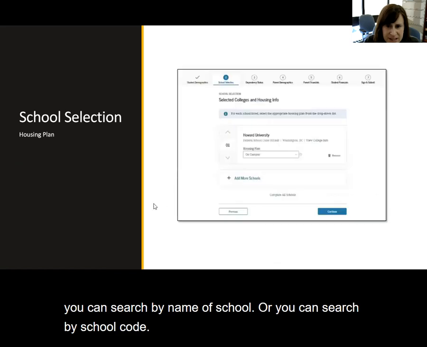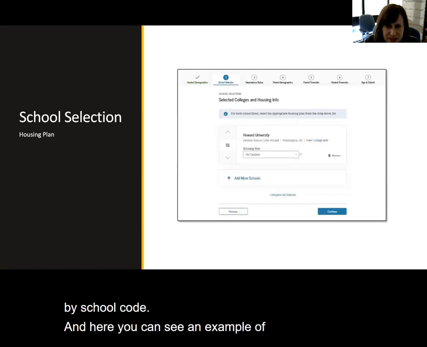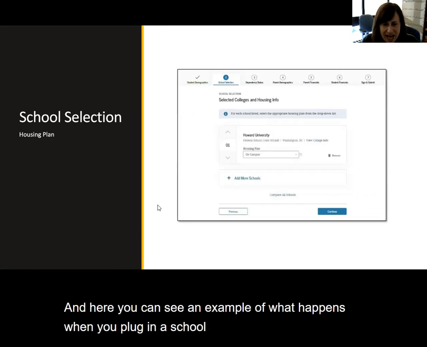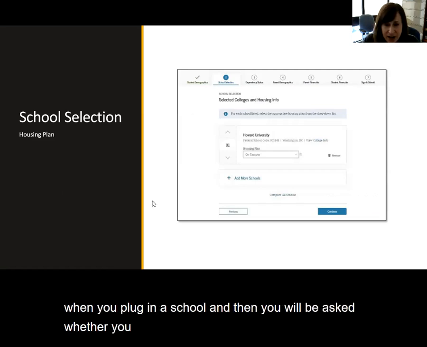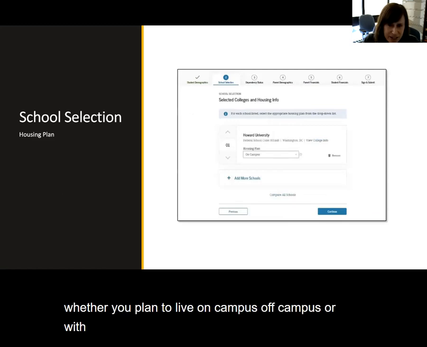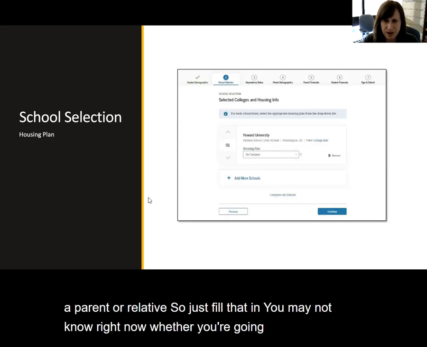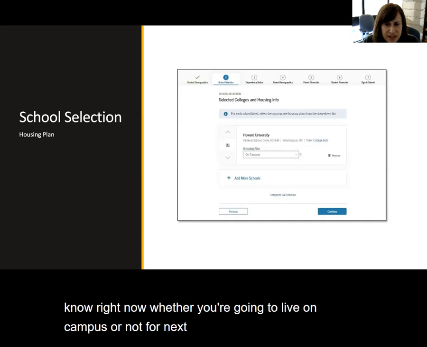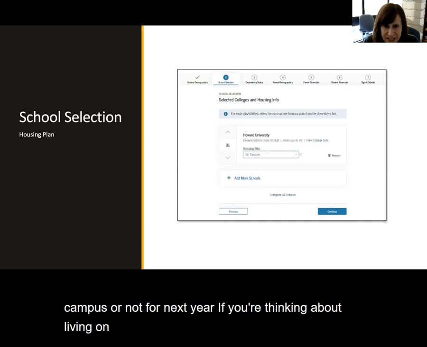And here you can see an example of what happens when you plug in a school, and then you will be asked whether you plan to live on campus, off campus, or with a parent or relative. So just fill that in. You may not know right now whether you're going to live on campus or not for next year. If you're thinking about living on campus, you can fill that in here.